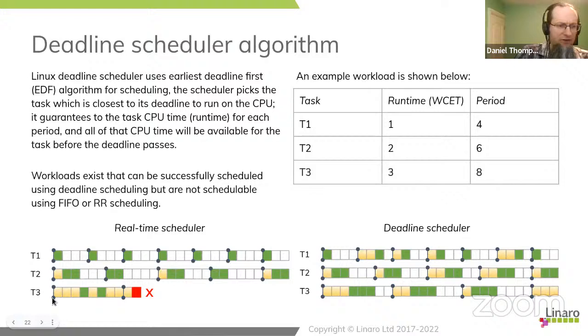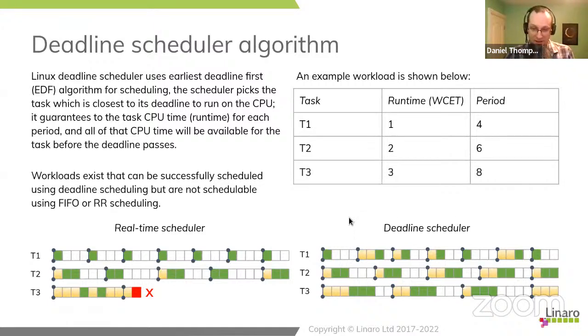The problem is T3. T3 only gets to execute 2 milliseconds before its deadline, because between them, T1 and T2 have consumed 6 milliseconds of processing. And as a result, T3 will not be able to meet its deadline. By the time its deadline is reached, it's not done enough processing to complete. So that system isn't schedulable. You can't correctly schedule that system on that particular scheduler with only 1 core.